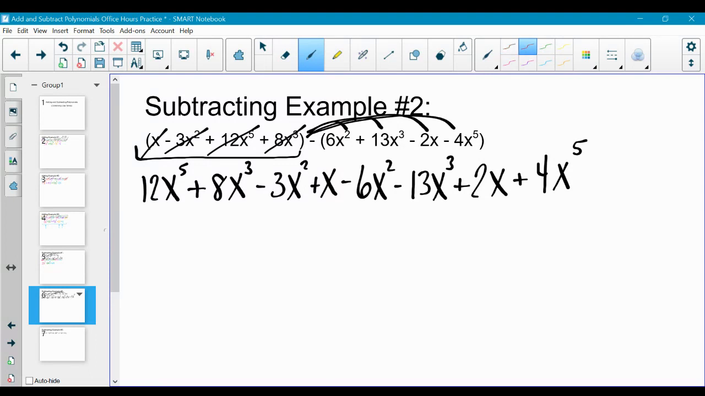All right, so let's start combining. 12x to the 5th plus 4x to the 5th, we have 16x to the 5th. Next one. So we completely got rid of the power of 5. I have a positive 8x cubed, and I have a negative 13x cubed. So 8 minus 13.